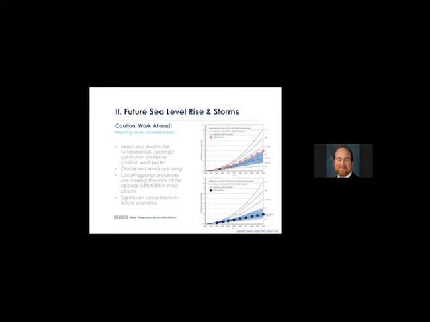In terms of future sea level rise and storms, we're going to have a lot of work ahead of us, and we're not exactly going to know where we're going to be in terms of a future sea level rise path, probably at least not for another 10 or 15, maybe even 20 years. And that's really where a lot of these science-based and planning-based scenarios start to diverge in a significant fashion.